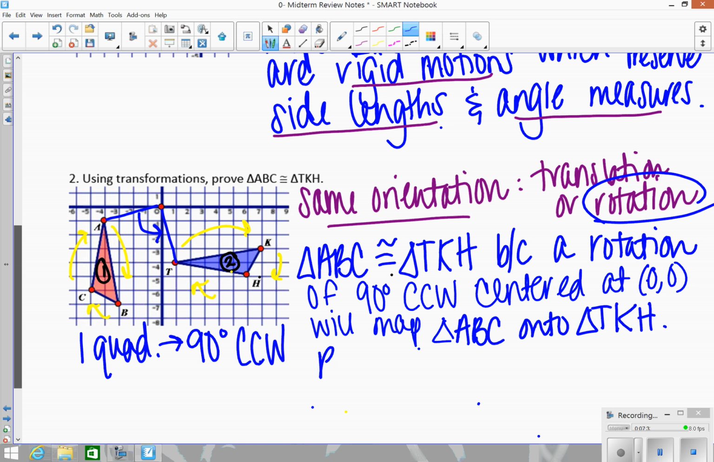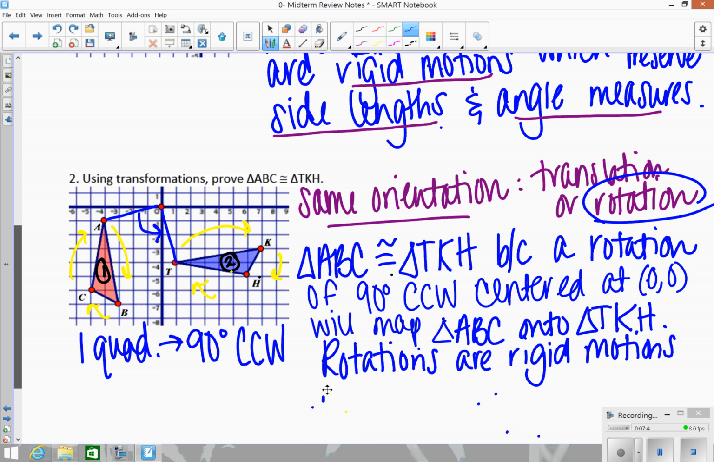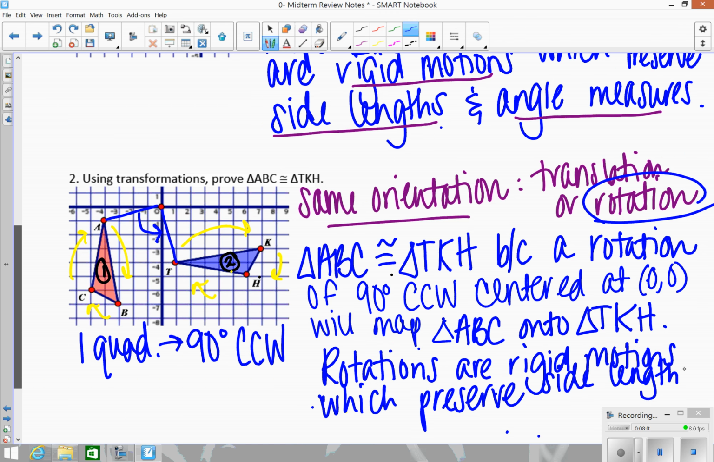And then we need to mention that rotations are rigid motions which preserve, so keeping congruent angles and congruent side lengths, which preserve side lengths and angle measures.